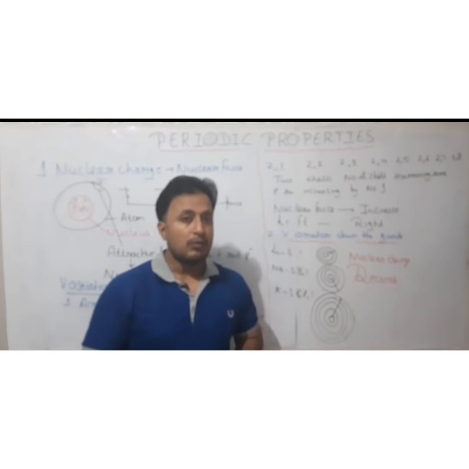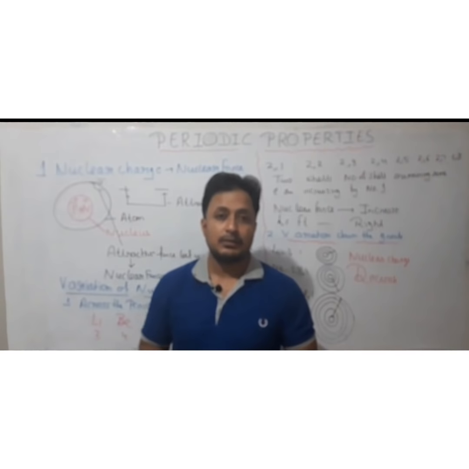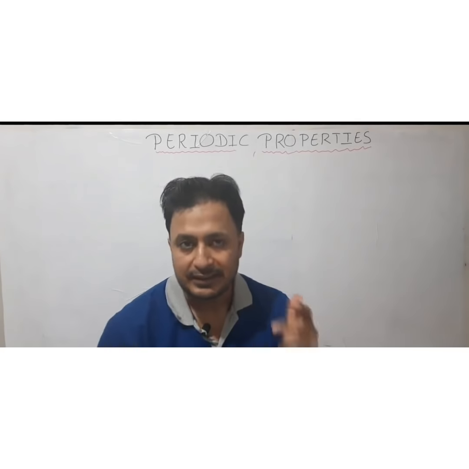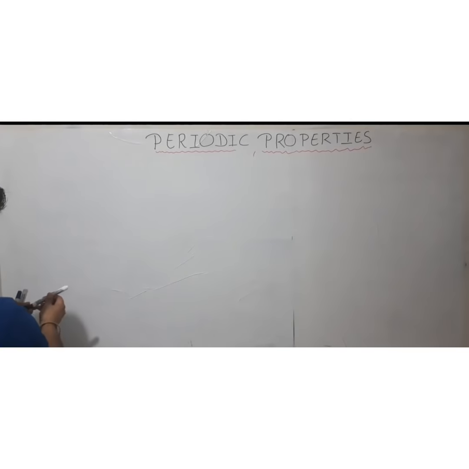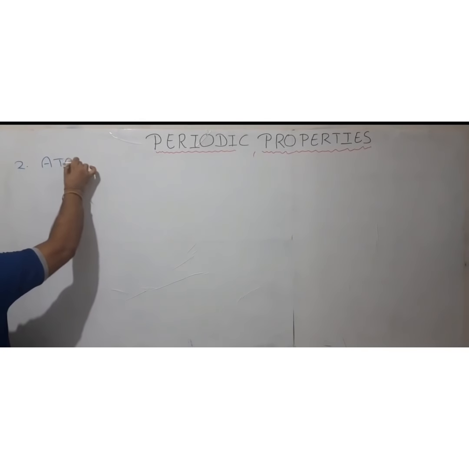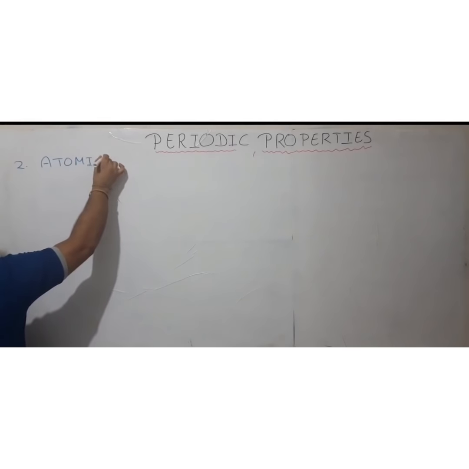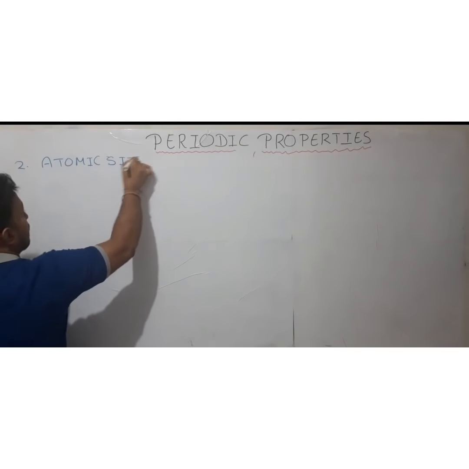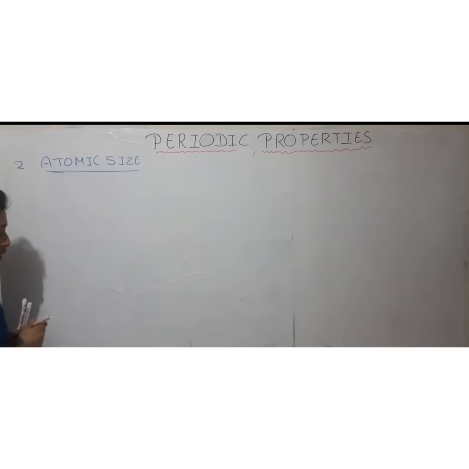So now we are going to study the next property, that is atomic size. We are going to discuss the second periodic property, atomic size. So let's start. Our next property, the second one, is atomic size. When we say atomic size, it means the size of an atom. Let's quickly see what atomic size is.